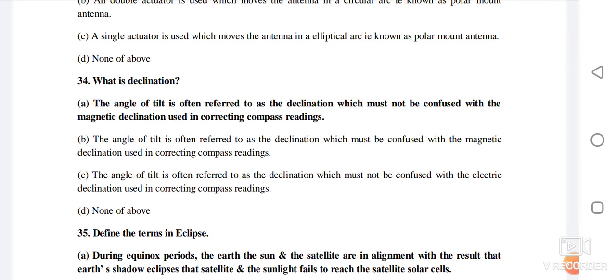What is the declination? Declination is the angle of tilt, often referred to as the declination, which must not be confused with the magnetic declination used for correcting compass readings. So option number A is correct.